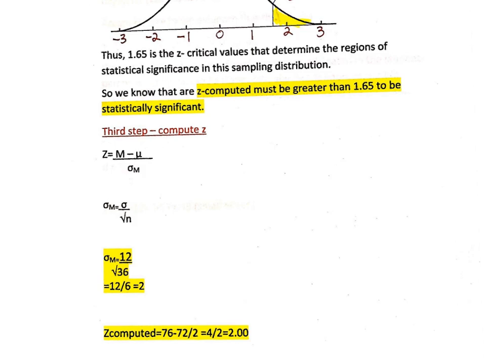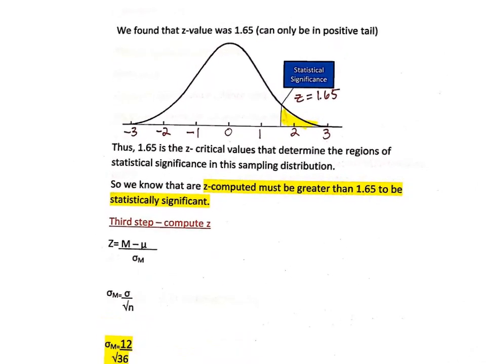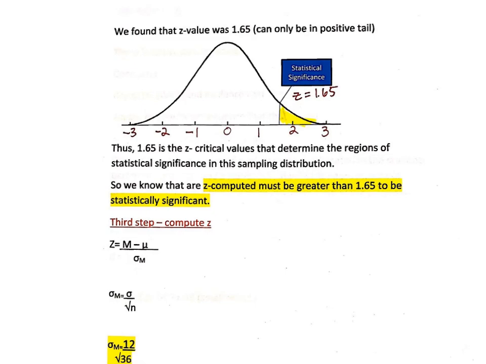Then we figure out our Z computed. That is merely taking the sample mean minus the population mean and dividing it by the standard error. So we have 76 minus 72 divided by 2. 76 minus 72 equals 4, divided by 2 would be 2. So our Z computed would be 2. If we look back at our drawing, what we see clearly is that a Z of 2 would fall into our statistically significant area. So if it falls into our statistically significant area, then we know that indeed we have statistical significance in this case.